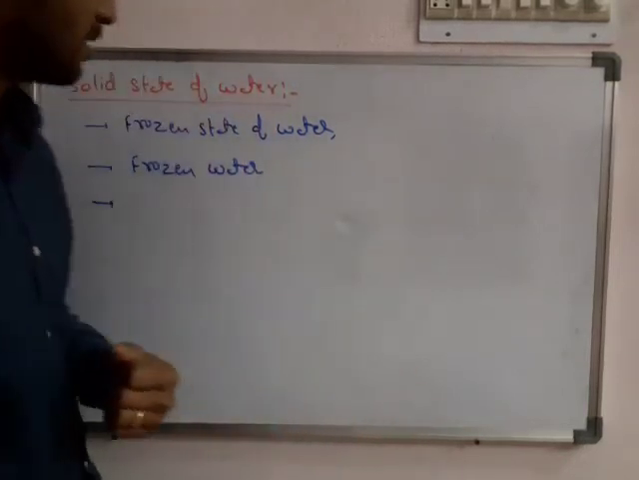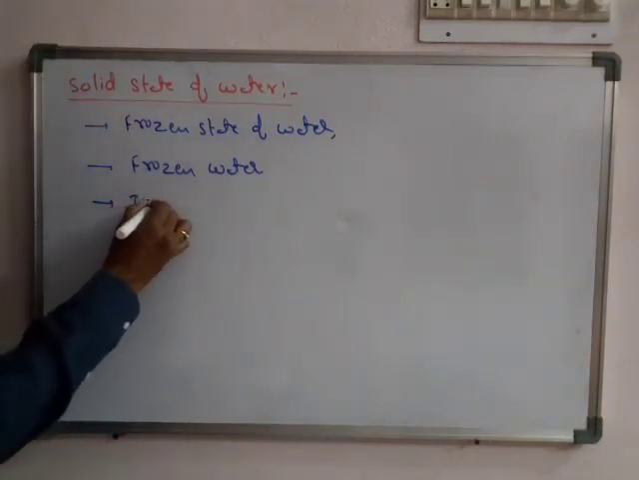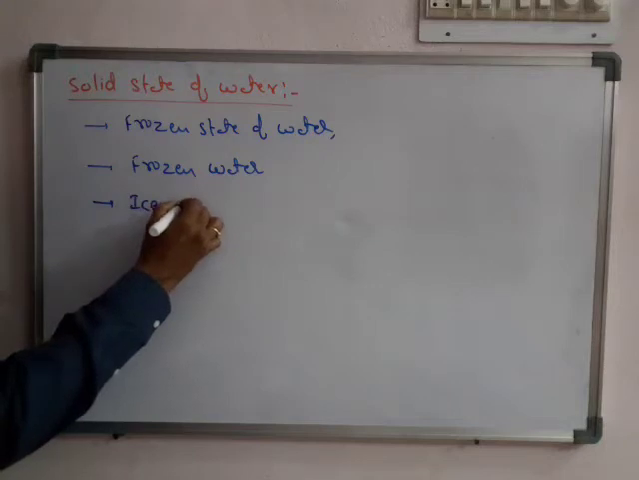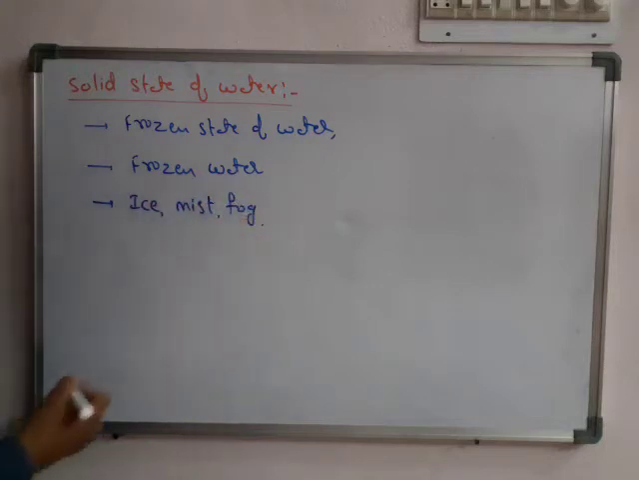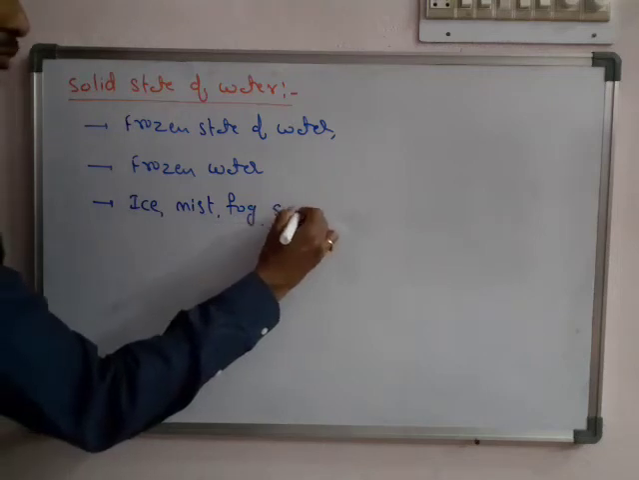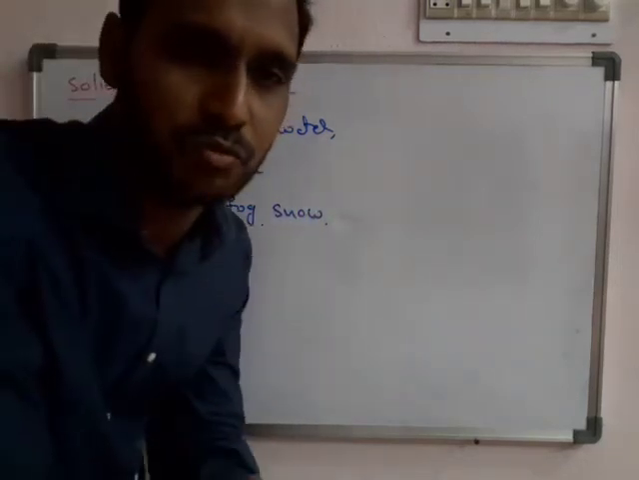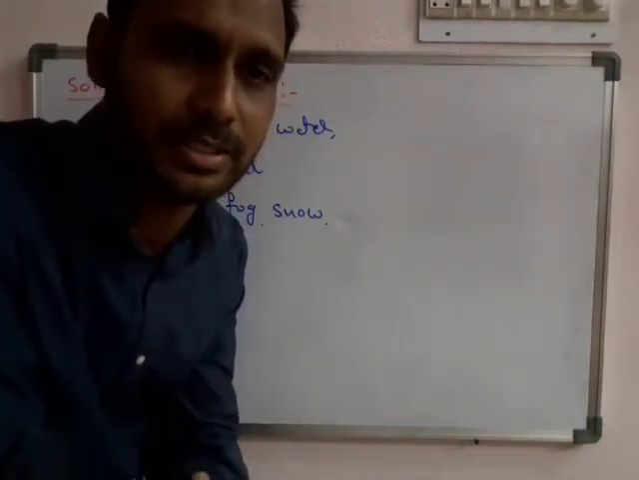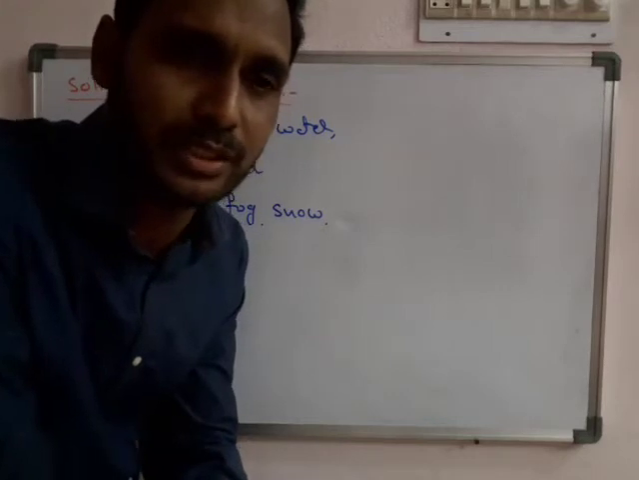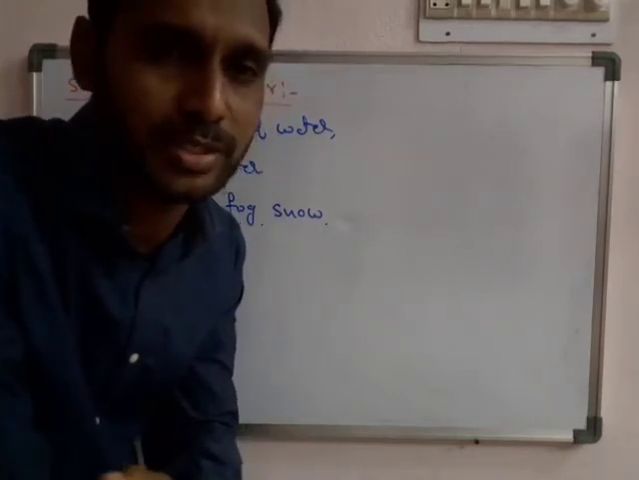What are the examples of the solid state of water? Normal ice, mist, fog. We know the snow. In our areas there is no snowfall, but in our country there are many places, Himachal Pradesh, even Jammu Kashmir, where there is snowfall.